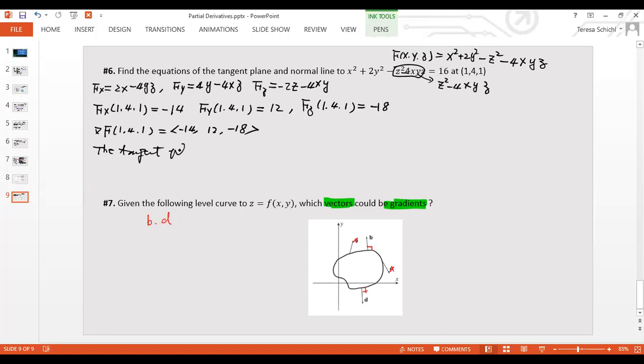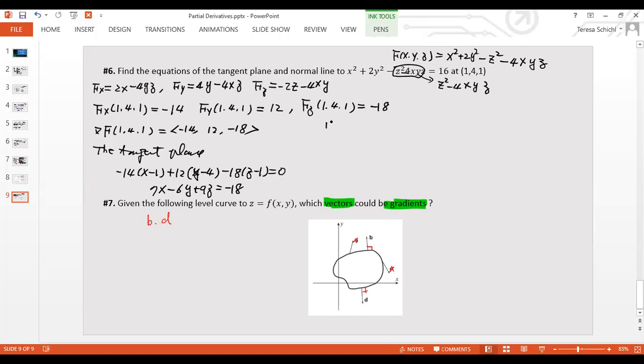So then the tangent plane will be equal to, that means my directions, right? So this is negative 14 times (x minus 1) plus 12 times (y minus 4), then minus 18 times (z minus 1) equal to zero, right? If you simplify it a little bit, you will get 7x minus 6y plus 9z equal to negative 18. Okay, so this is the tangent plane.